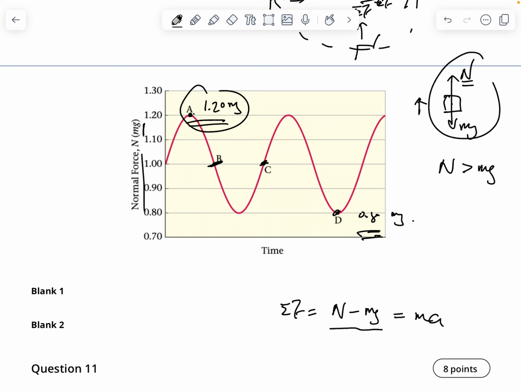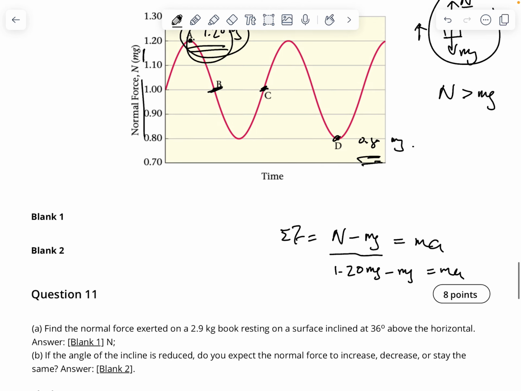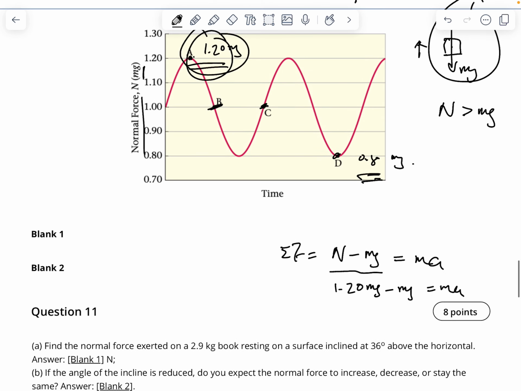You see, so this is 1.2 here. The difference here is 1.2 mg minus mg equal to ma. You see? Then what is a? So at point A, acceleration, the mass is cancelled, right? 1.2 g minus g, actually 0.2 g divided by, that's it, right? Mass cancelled, 0.2 g. Okay, so that is at position A.